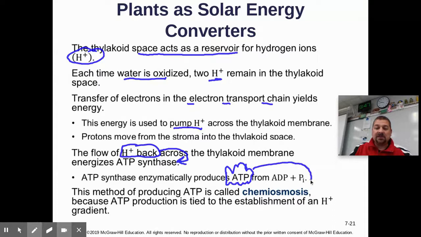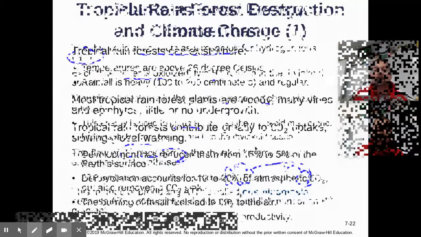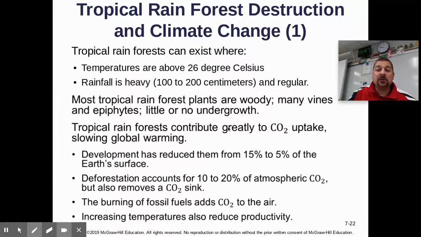Like I mentioned many times, this is called chemiosmosis, or oftentimes I refer to it as chemiosmotic phosphorylation, because we are phosphorylating, or adding a phosphate to, adenosine diphosphate to make adenosine triphosphate.